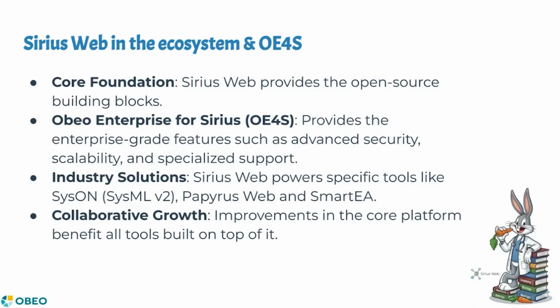Sirius Web provides the open source core building blocks. Obeo Enterprise for Sirius builds on top of that foundation with enterprise-grade capabilities such as advanced security, scalability, and dedicated support. And together, they support a wider ecosystem of solutions, including tools like CSON, Papyrus Web, Smart EA, and also the latest version of the ESA's ground and space segment engineering framework. So the same core platform can power both open innovation and industrial production.